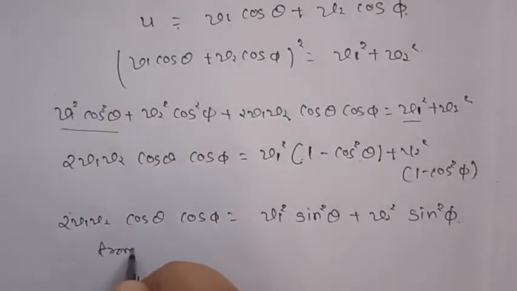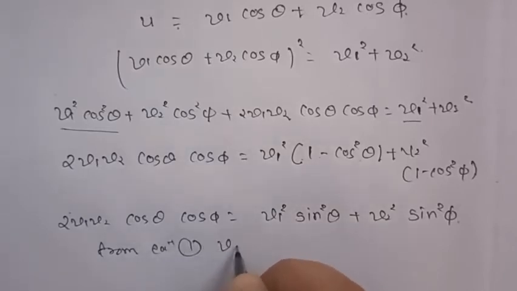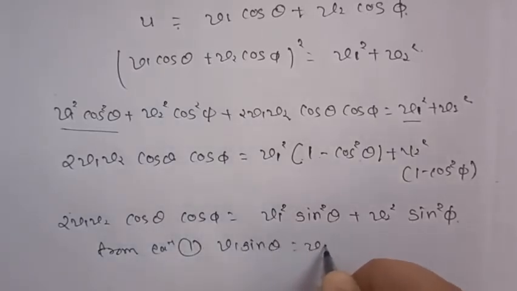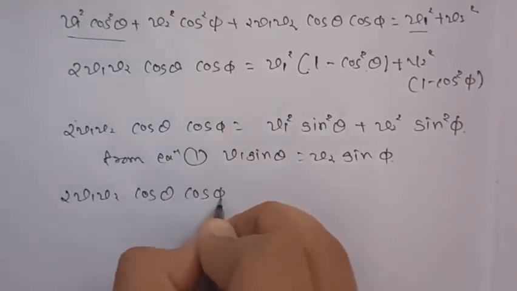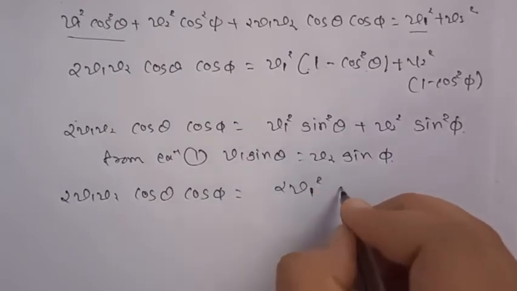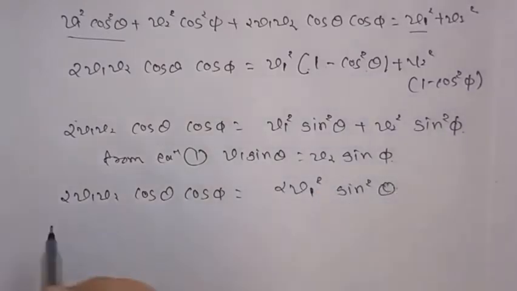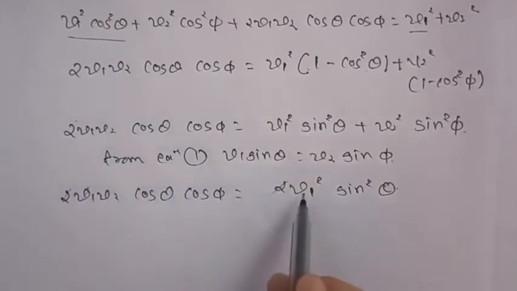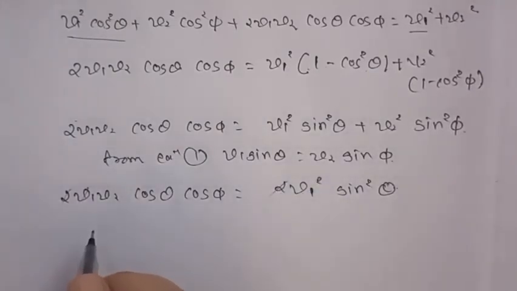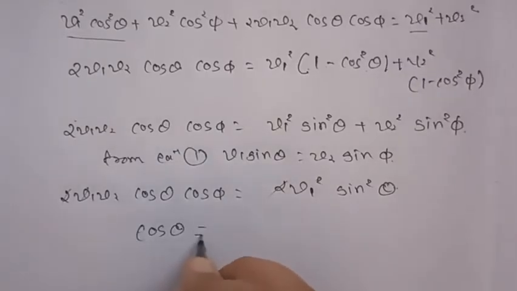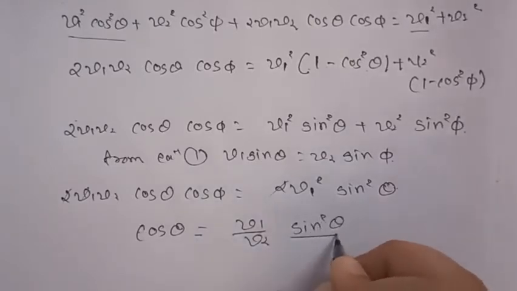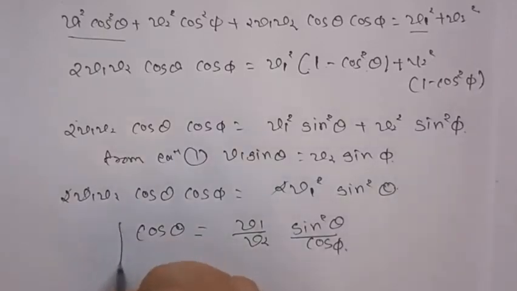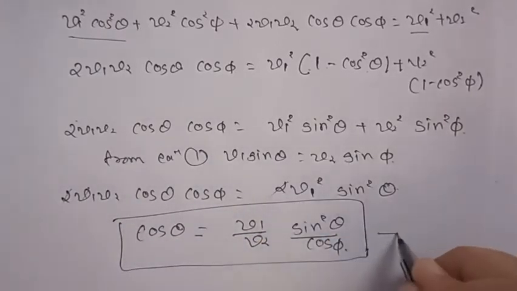But from equation number 1, v1 sin theta is equal to v2 sin phi. So 2 v1 v2 cos theta cos phi is equal to 2 v1 square sin square theta. This 2 will get cancelled out, this v1 will get cancelled out. From this we can write cos theta is equal to v1 by v2 into sin square theta divided by cos phi. Let's see, this is equation number 3.